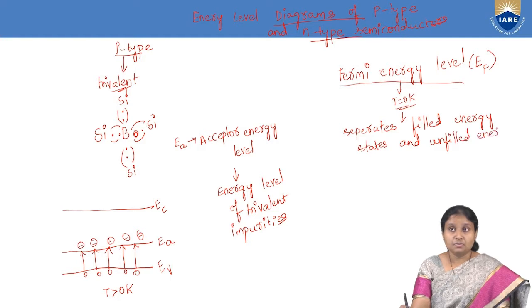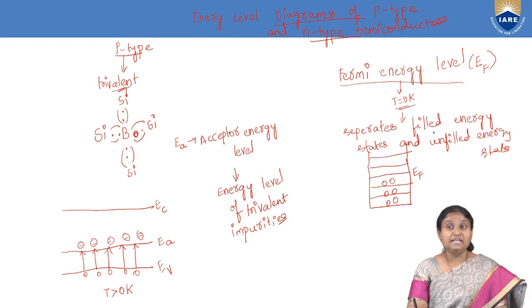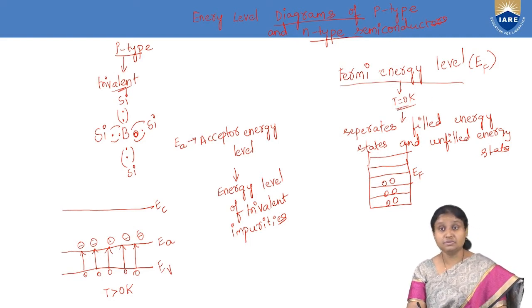Right. So, if I take one particular band, in that band we have different energy levels. These are the different energy levels. Suppose I take this particular energy level to be EF. Below this EF, all the energy levels are occupied by electrons, whereas above this EF, all the energy levels are empty. We call it the boundary energy level, which separates filled energy states and unfilled energy states. And this is the definition of the Fermi energy level at T equal to 0 Kelvin.